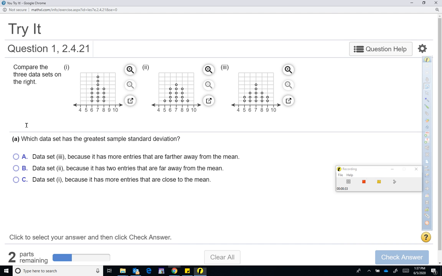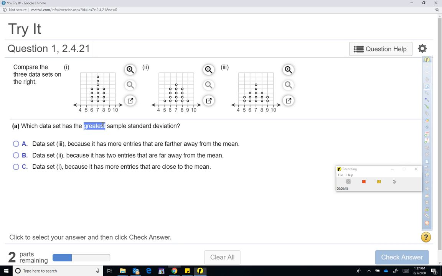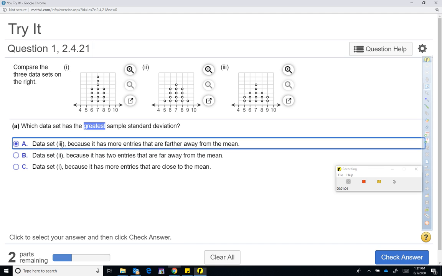Okay, so the first question is, which data set has the greatest sample standard deviation? Because it's asking for the greatest, I need to identify the graph where the data is spread out the most. And here the data are closer to the center, more than here, but it's spread out more. So here the answer is 3I. So data set 3I, because it has more entries that are farther away from the mean. That's correct.